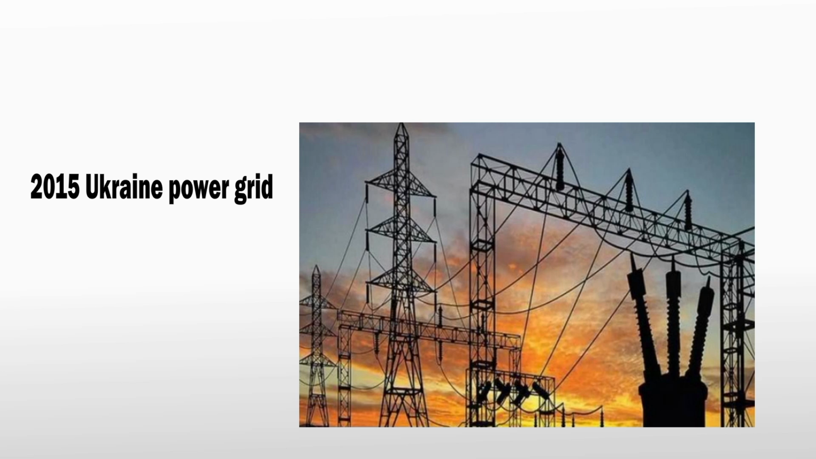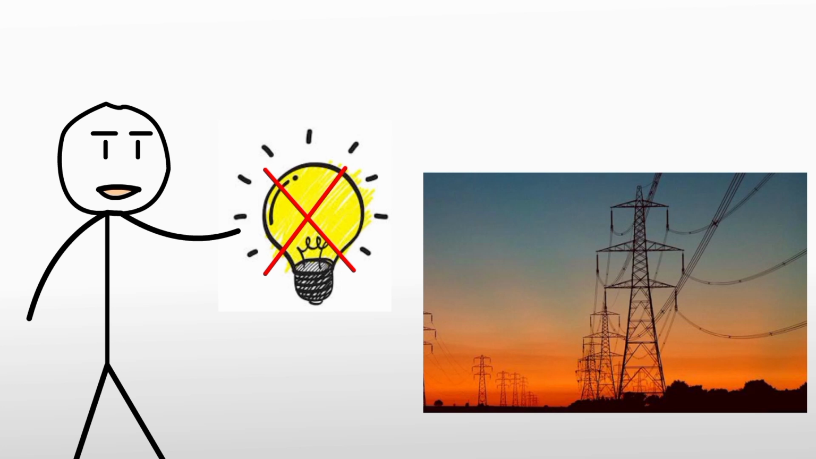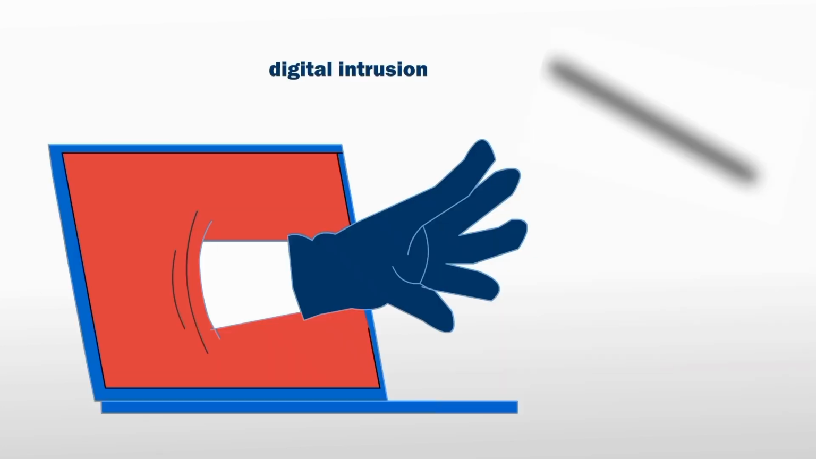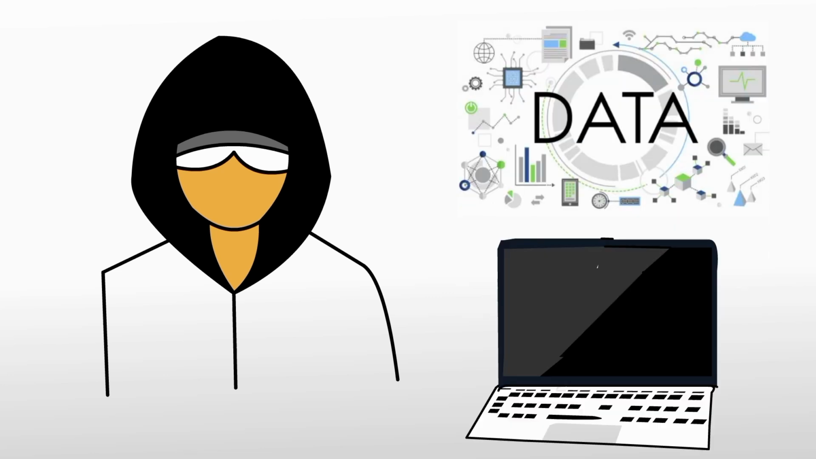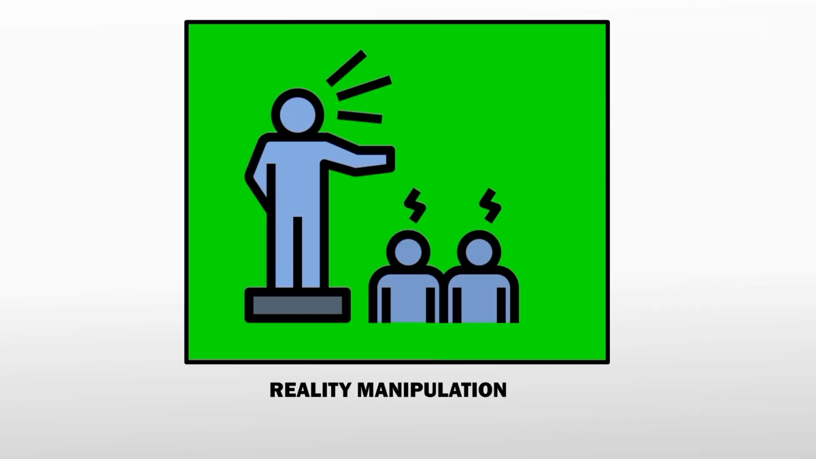The 2015 Ukraine power grid attack demonstrated how cyber attacks can cause real-world infrastructure failures, leaving entire cities without electricity. These attacks blur the line between digital intrusion and physical damage. But what if attackers don't want your data or your systems? What if they want to control what you think is real?